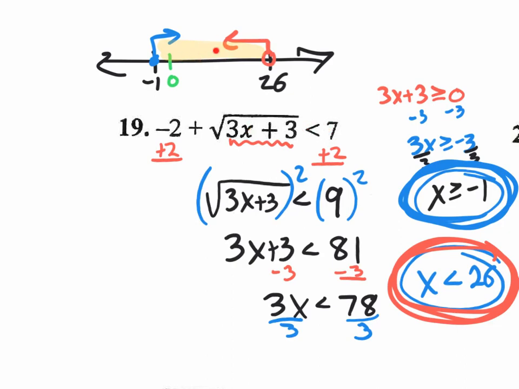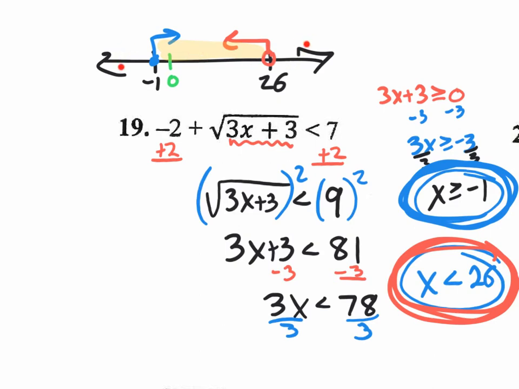If you pick any other value in here, it should work, right? So like, let's say, I don't know, let's plug in a 7, which is somewhere in here. 3 times 7 is 21. 21 plus 3 is 24. It's almost the square root of 25, so it's almost the answer 5. It's about 4.9. -2 plus 4.9 is definitely less than 7, right? So it is true. All these values in here work.